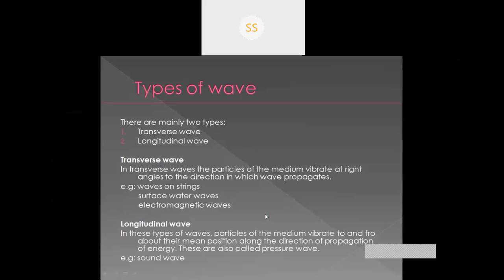Okay, so now types of waves. Basically there are two types of waves, transverse wave and longitudinal wave.